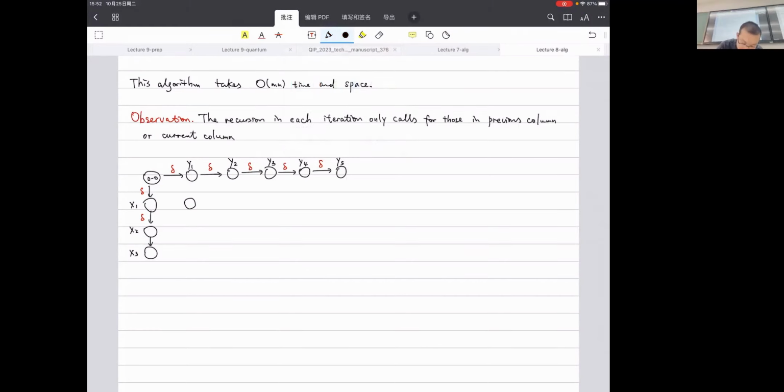Let me finish the circles here. For instance, for this one, it is the cost between x1, x2 and y1, y2, y3, y4, y5 here. So it is the value of OPT of 2, 5 here, and here, for instance, is the OPT of 3, 5. So we can draw a directed graph like this.